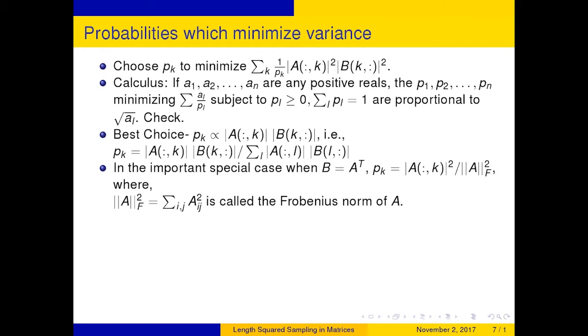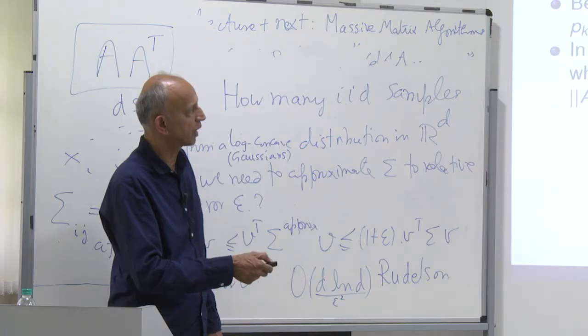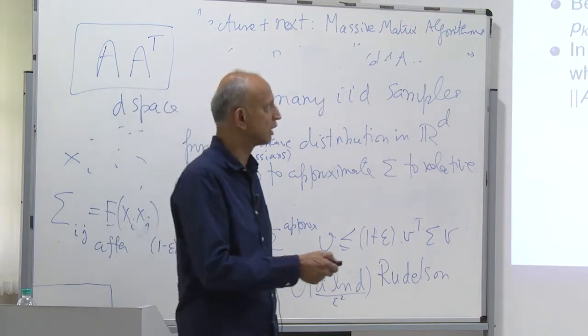So in this important special case, we get pk equals the length of the column A squared divided by the Frobenius norm squared. This is the norm of the matrix, which is the sum of squares of all the entries. That's the right scaling factor, right? Because the numerator is this. You have to normalize to 1, so I have to divide by the sum over all the columns. So that's that. Okay?